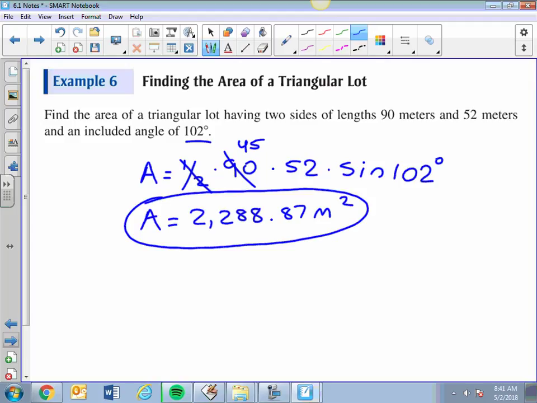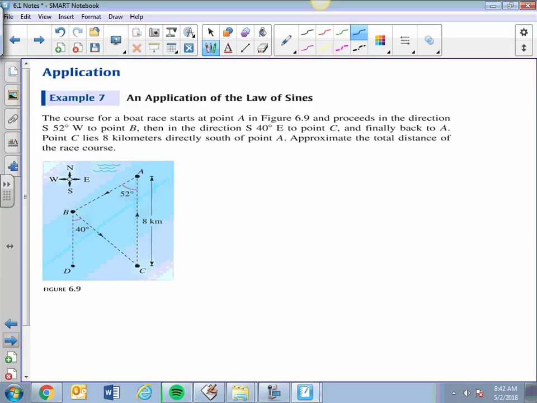All right, let's go to our next example. Okay, so this one here also brings back a method from the past as we go through this, and you'll see that. It says the course of the boat race starts at point A in figure 6.9 and proceeds in a direction south 52 degrees west to point B. Okay, then the direction is south 40 degrees east to point C. Okay, and then finally back to A. So in other words, the boat went in a race along the triangle.